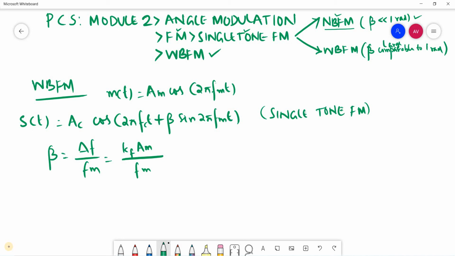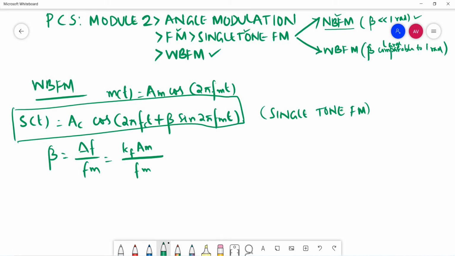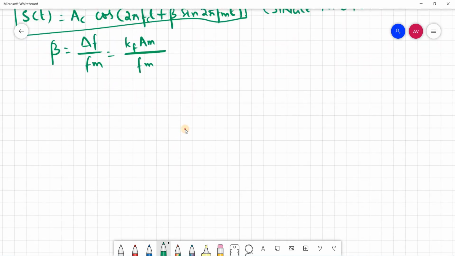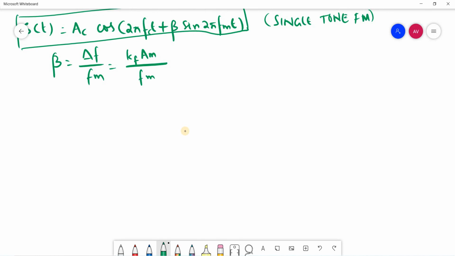So we will start from this time domain expression for single tone FM and try to derive the spectrum of wideband FM. That is what we are going to do today. For this there are certain mathematical prerequisites, and as and when required, I will discuss those things. So we'll start with the time domain expression for single tone FM.